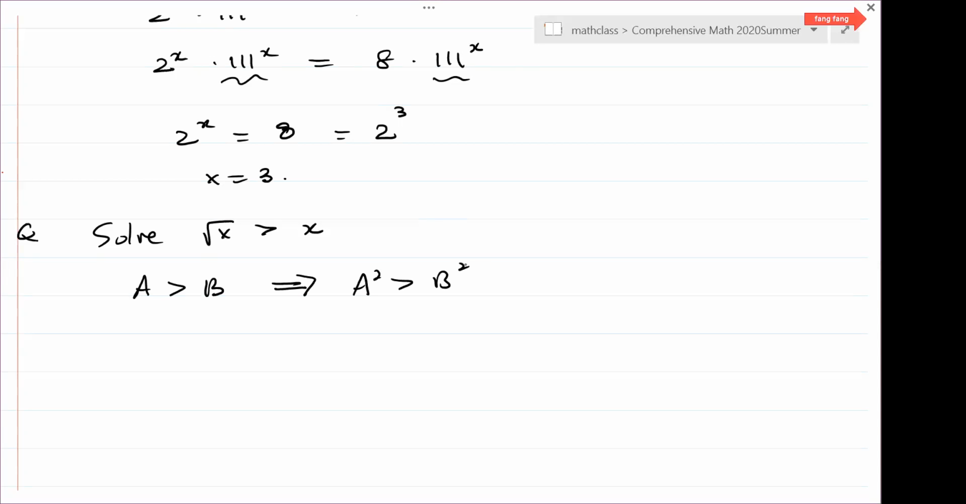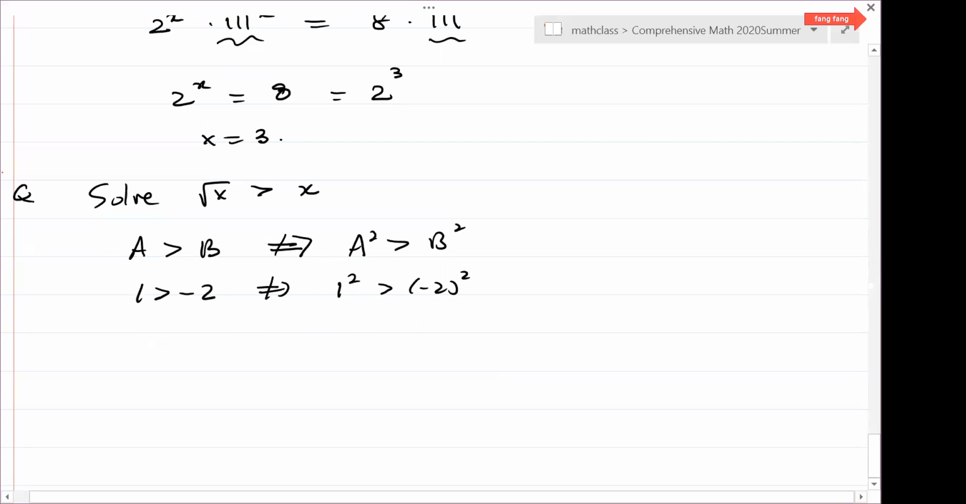Okay, so why? Here's the example, right? 1 is greater than -2, right? But this does not imply 1 squared is greater than -2 squared, because -2 squared is 4. So be careful when you square both sides. So in general, a greater than b does not imply a squared greater than b squared if they have opposite, different signs. So you cannot just square both sides to solve this inequality.